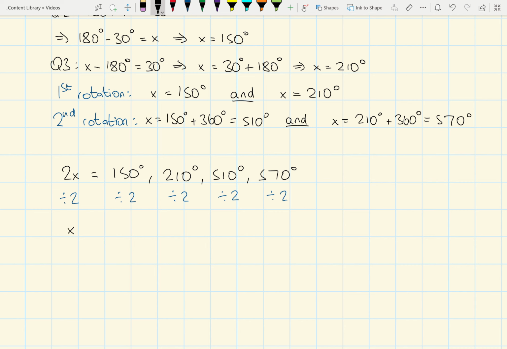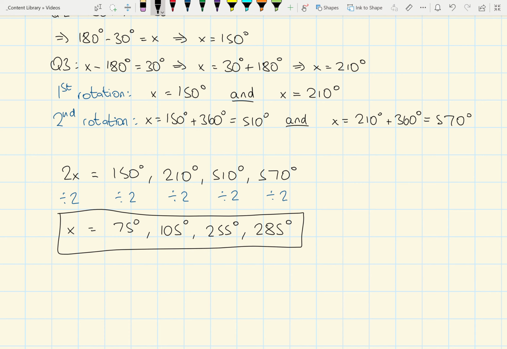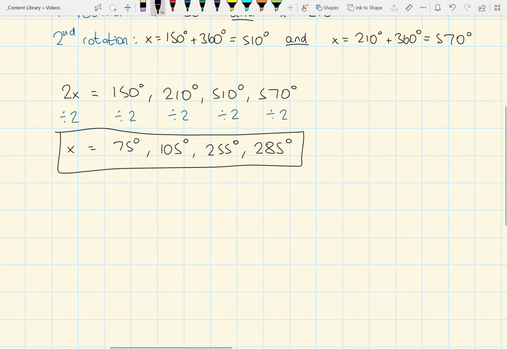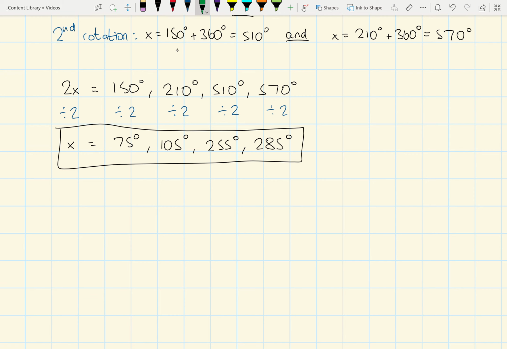Okay, so we get x is equal to 75, 105, 255, and 285. And that's us done. And again, if you want to just do a quick check on your answers, this is something you can just do in your calculator, confirm for yourself, peace of mind.